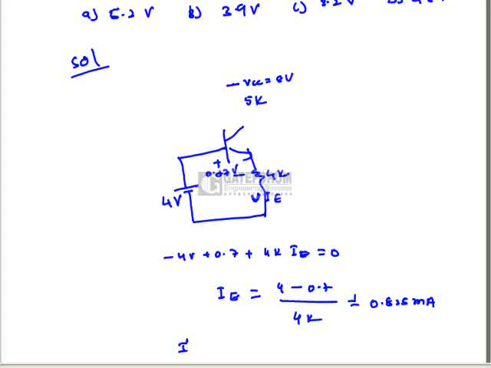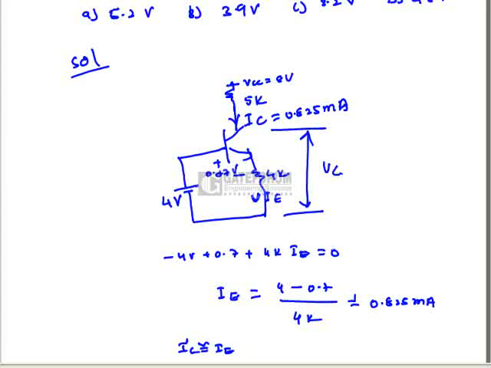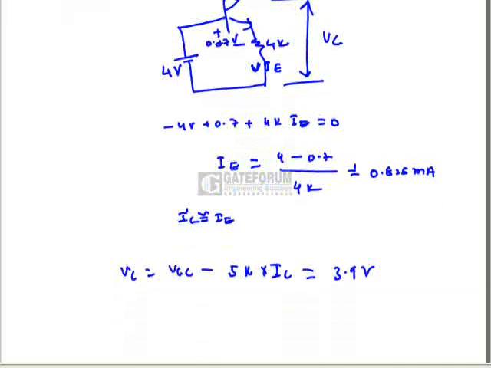We know that IC is approximately equal to IE. So the current here, this is IC, is the same as IE, which is 0.825 milliamperes. Now he is asking for the voltage at this point, that is VC. So VC is nothing but VCC minus 5k multiplied by IC. If you solve this, we will get VC equal to 3.9 volts. So the option is B here.